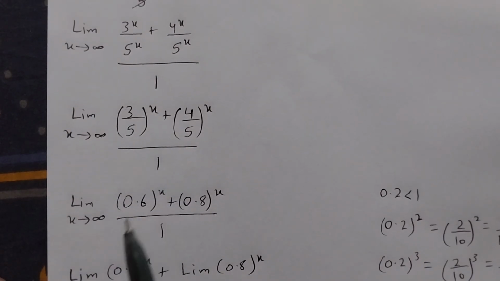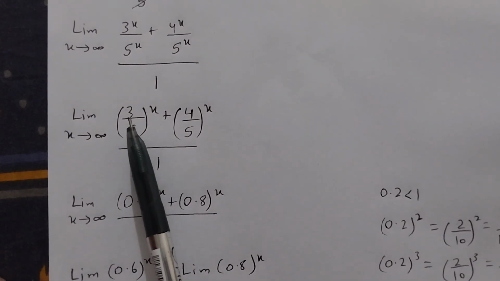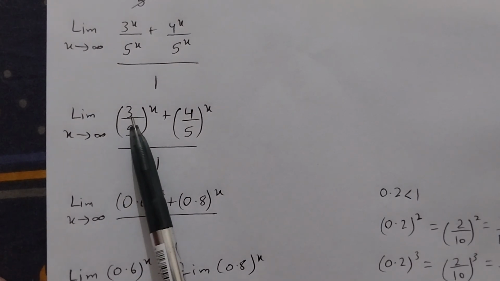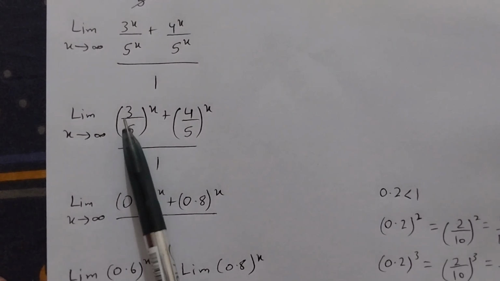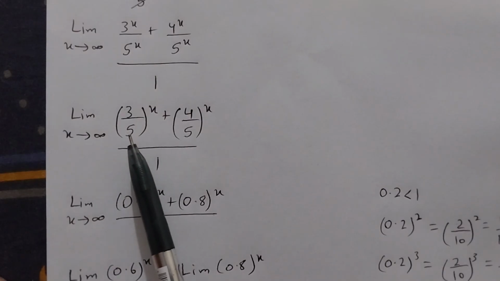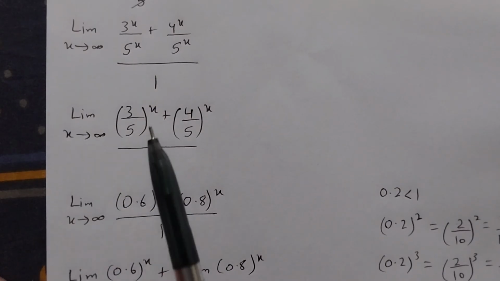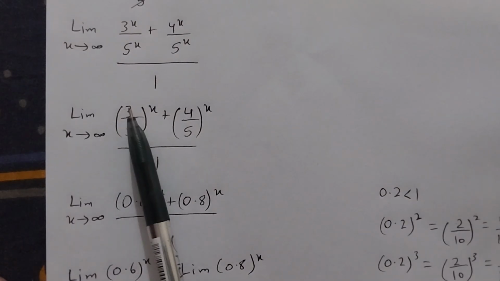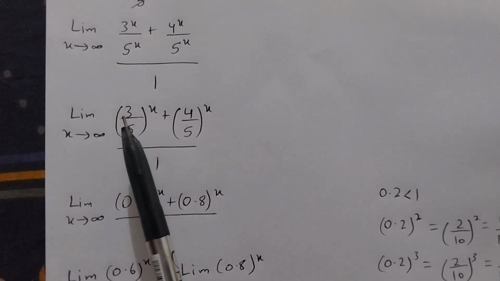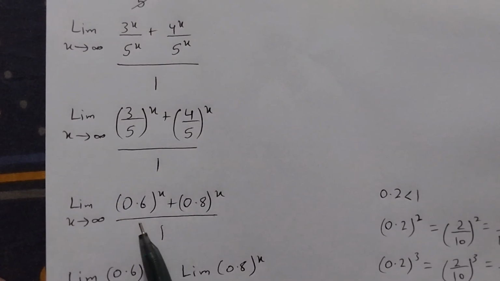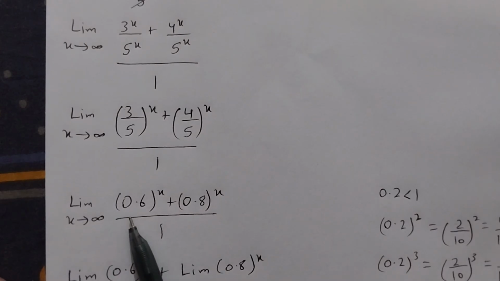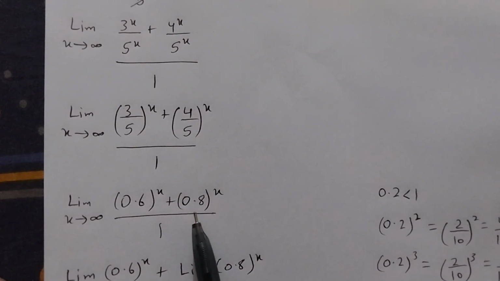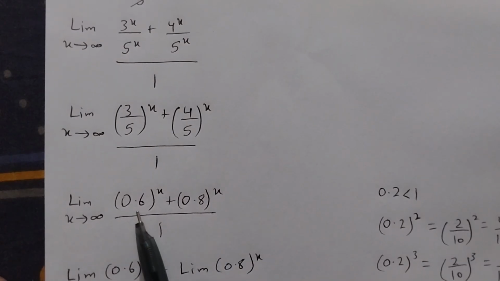3 over 5 is less than 1 because the numerator is less than the denominator. If this was 5, then this would have been equal to 1, since 5 over 5 is 1, but this is not 5, it is less than 5. So this whole fraction will have an answer less than 1. This is equal to 0.6, and 4 over 5 is also less than 1. This gives us 0.8.